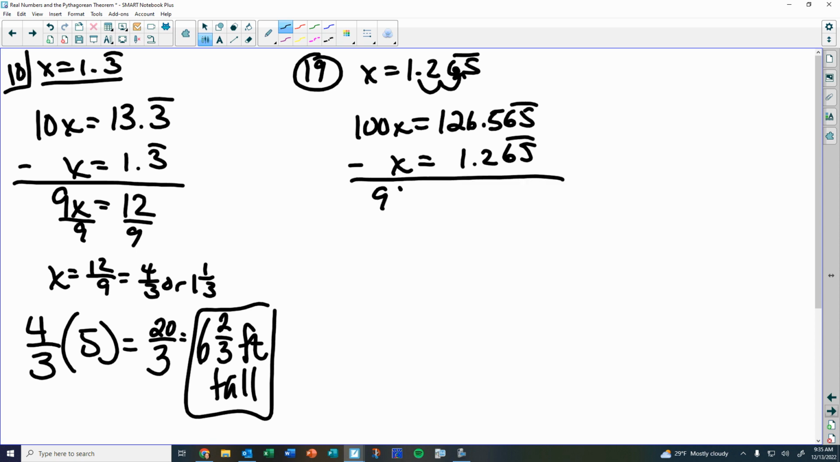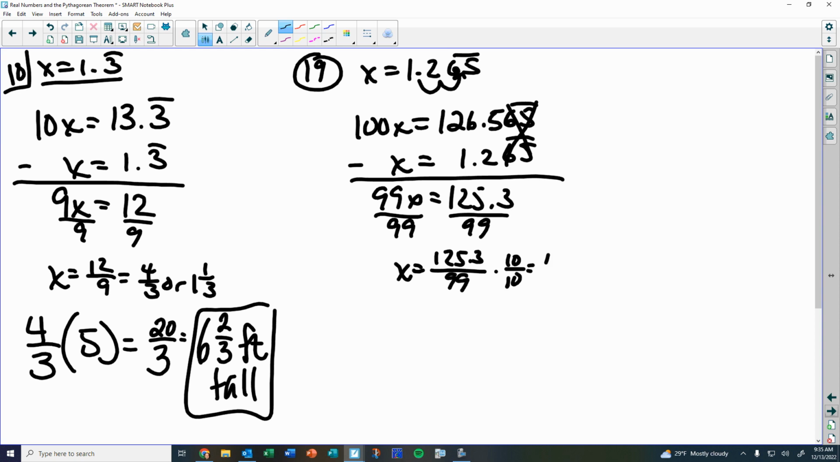So this is 99x, and this is 125.3, because these guys kind of wipe themselves out, right? Well, we're going to have a decimal in there when we divide by 99. So again, what happens when we have a decimal? What has to happen? Yeah, we got to make it a whole number, right? And since it's in the tenths, if we multiply it by 10, we'll move it 1 decimal to the right. But we got to do the same thing to the denominator we do to the numerator, which is multiply by 10. And you get 1,253 over 990. All right, so that's just a fraction. We haven't answered anything yet.